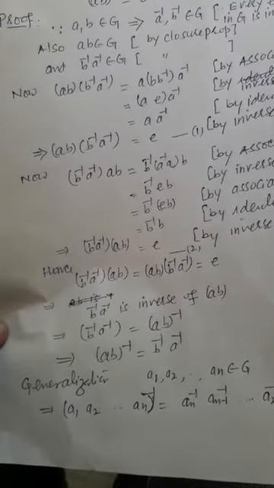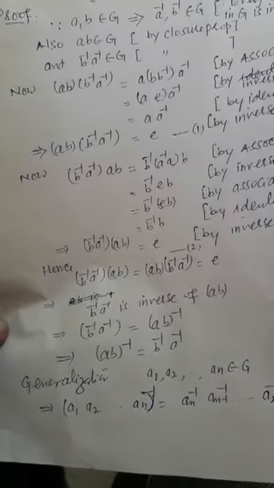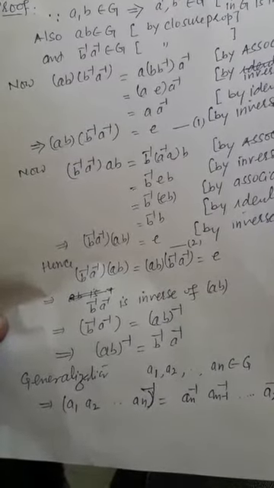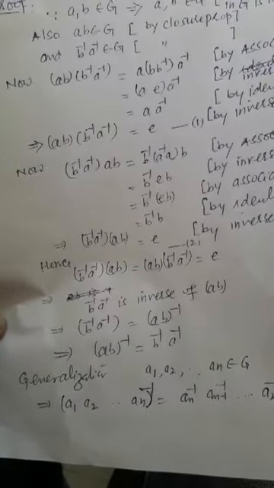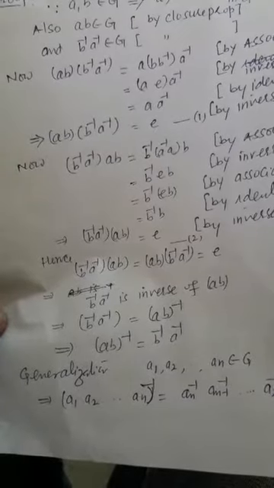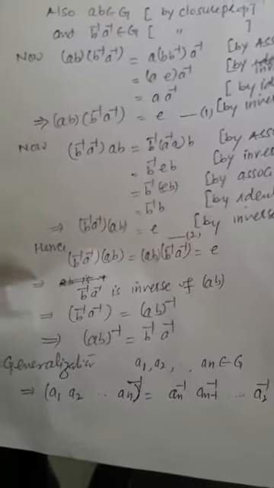So both brackets are inverses of each other. b inverse a inverse is the inverse of ab, so symbolically we write b inverse a inverse equal to ab whole inverse. So this is a proof of the theorem.